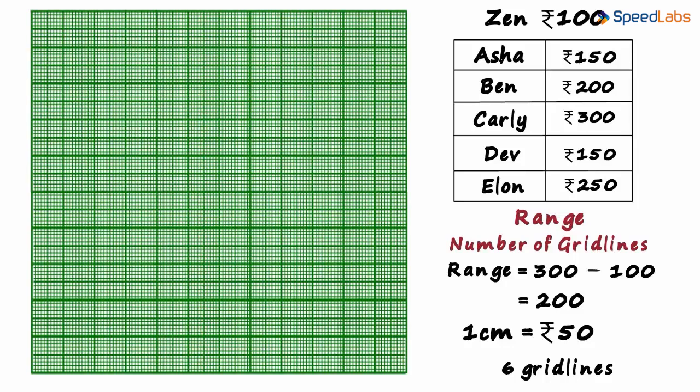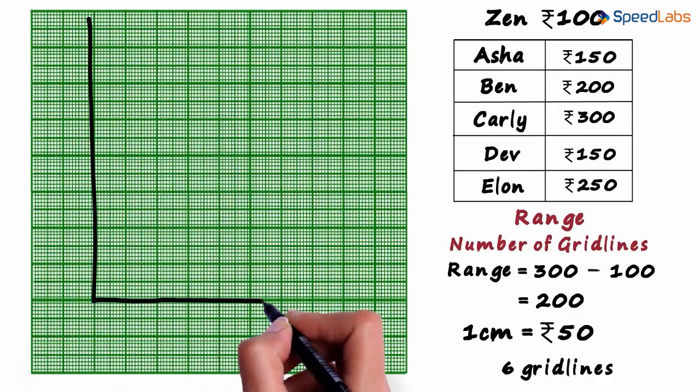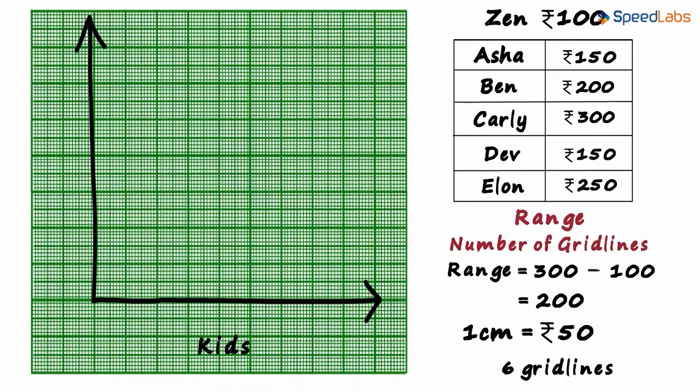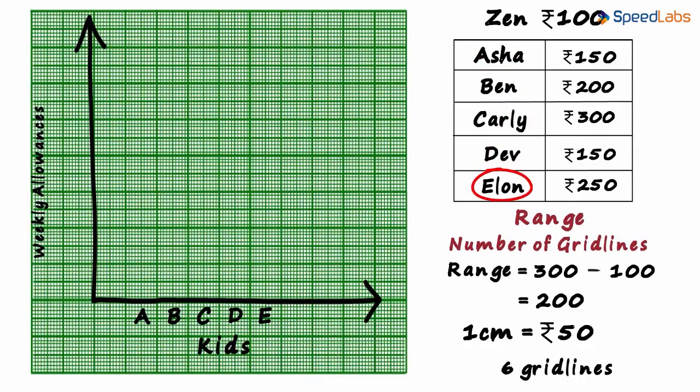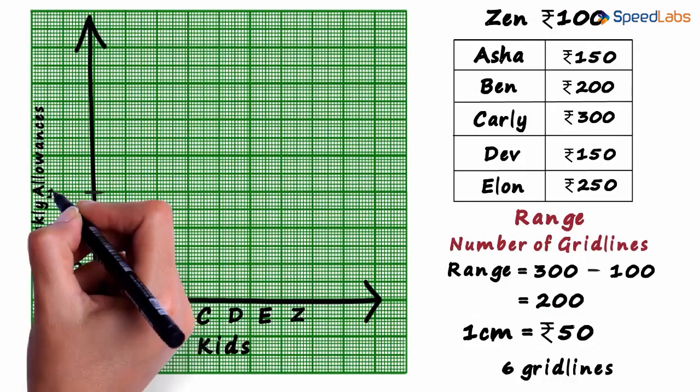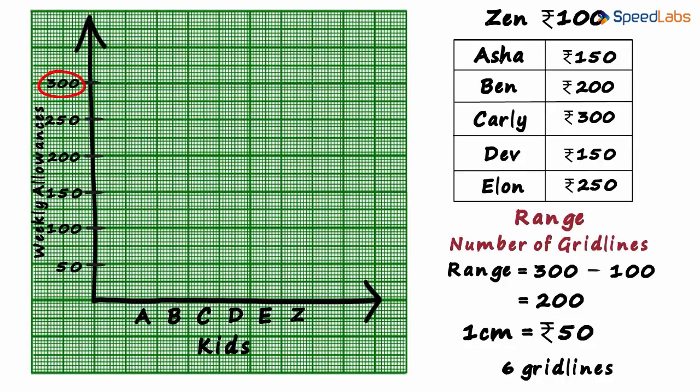Now that we have chosen the scale, we draw the x and the y-axis. We have the names of the kids on the x-axis and the weekly allowances of each of the kids on the y-axis. We have Asha, Ben, Carly, Dave, Ellen and Zen on the x-axis. As we have chosen a scale of 50 rupees per centimeter on the y-axis, we mark 50, 100, 150 and so on up to 300. This range, as we can see, has covered all the data points and it also fits into the graph paper perfectly.